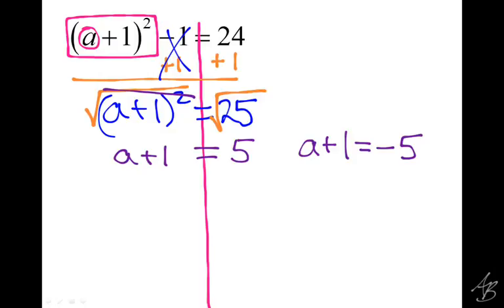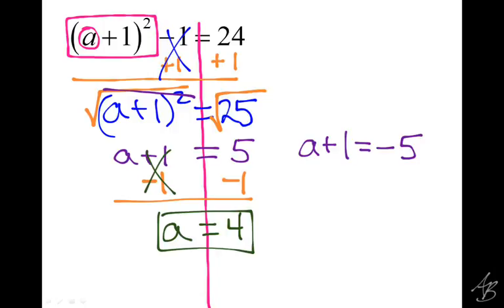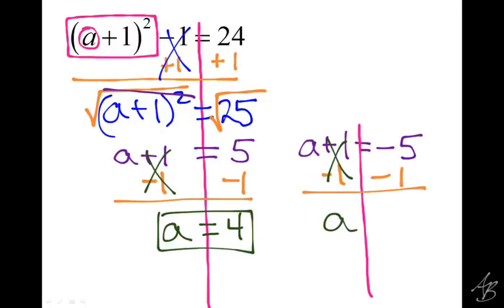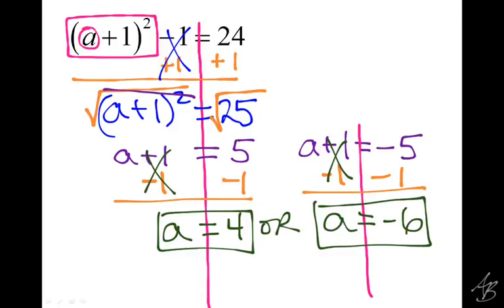Okay, now we'll just continue. On the equation on the left side here, what do we do to get rid of the +1? Subtract 1. We'll do that on both sides. 1's cancel, leaving a equals 4. And then in the other equation, we'll draw our line of equality and do the same thing. Subtract 1 on each side. This time when the 1's cancel, we get a equals -6. So our two answers here, both of them will work for a. We get a equals 4 or a equals -6.